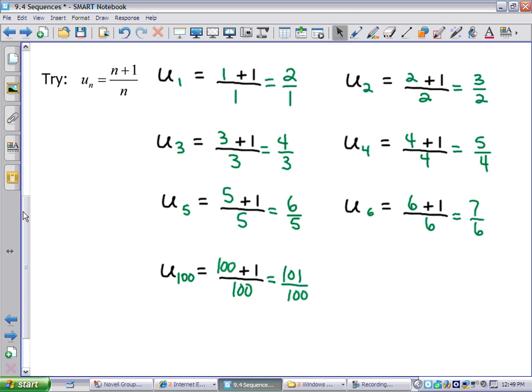Okay, this was defining a sequence explicitly.